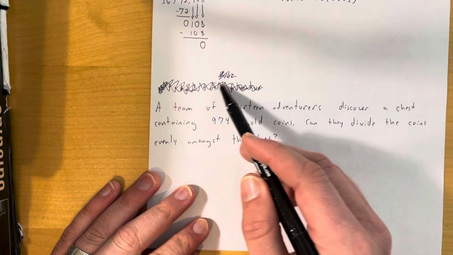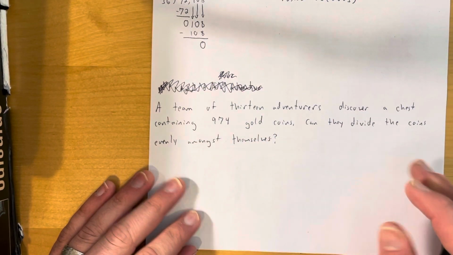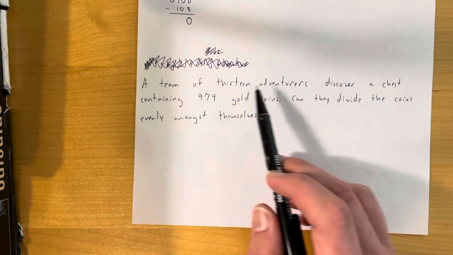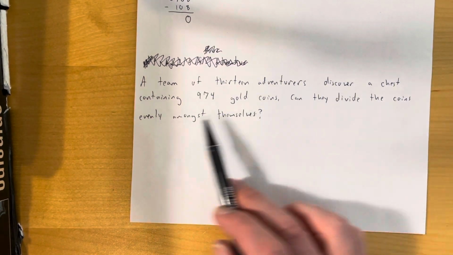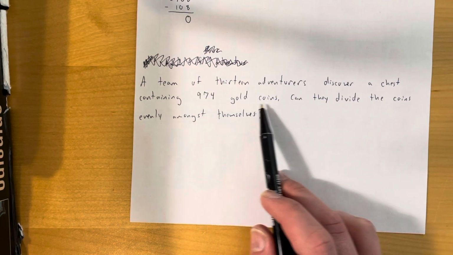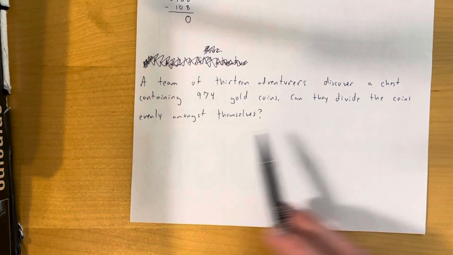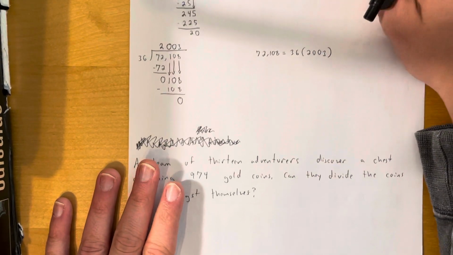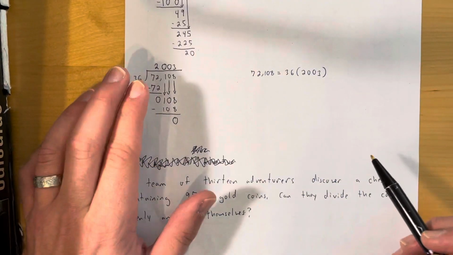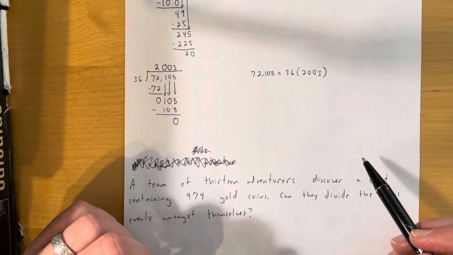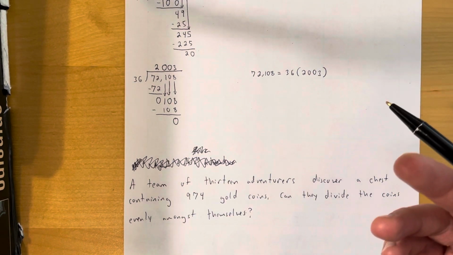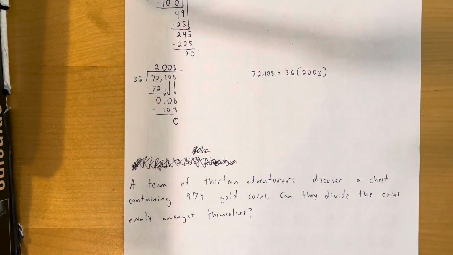I made a mistake here when I wrote this out, so I scribbled that out. Starting here, it says, a team of 13 adventurers discover a chest containing 974 gold coins. Can they divide the coins evenly amongst themselves? So to answer this question, I can do it by performing a division problem. In other words, I'm going to divide the number of gold coins by the number of adventurers, because the quotient in that case should tell me how many gold coins go to each adventurer.